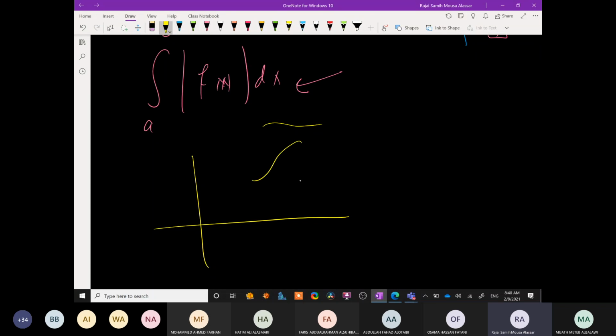Suppose now I have a function here and I have another function here. So this is f and this is g, and I'm interested in finding the area between these two curves. So this is a and this is b, and I would like to find this area here between them. So what I will do is the following. I will just take a strip here, a rectangle.